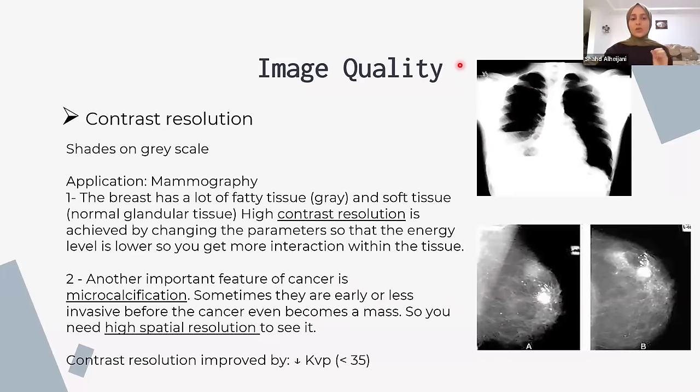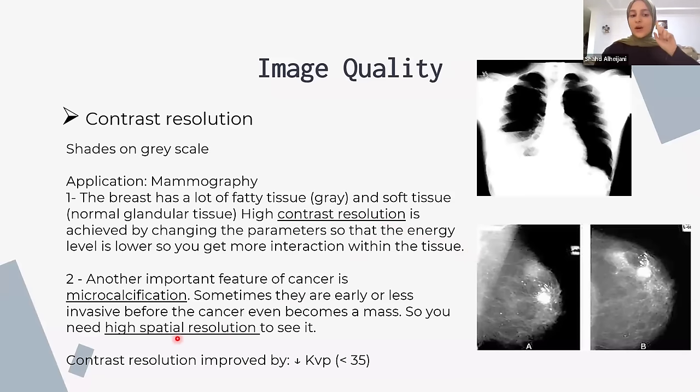a mammogram. So here in mammography, you're looking at the breast tissue. Now, breast tissue will have fatty tissue and the soft glandular tissue. So different conditions will either increase the fatty tissue or increase the glandular tissue. So these will have different shades. So you need to have good contrast resolution so you can tell, is there more of the glandular tissue, more of the fatty tissue? Is this cancerous? Is this benign? So you need to have high contrast resolution in mammography.